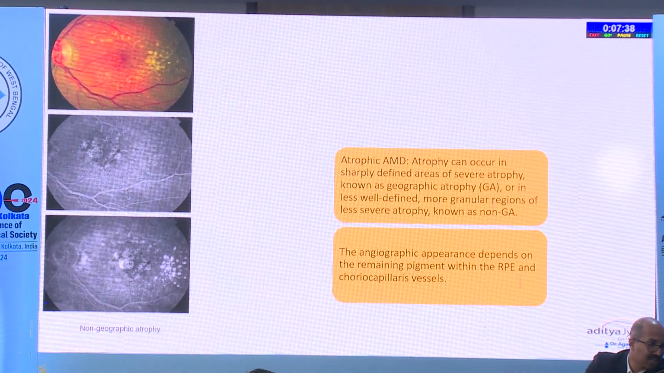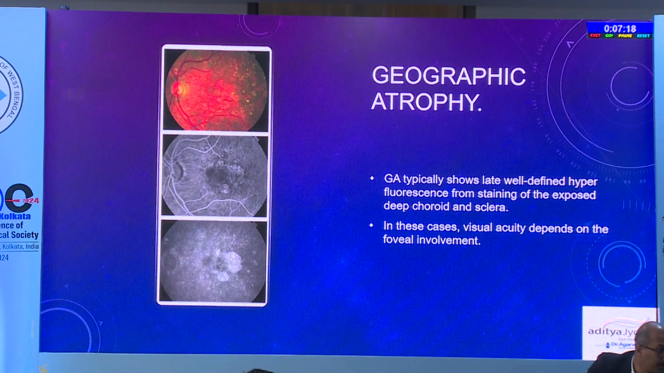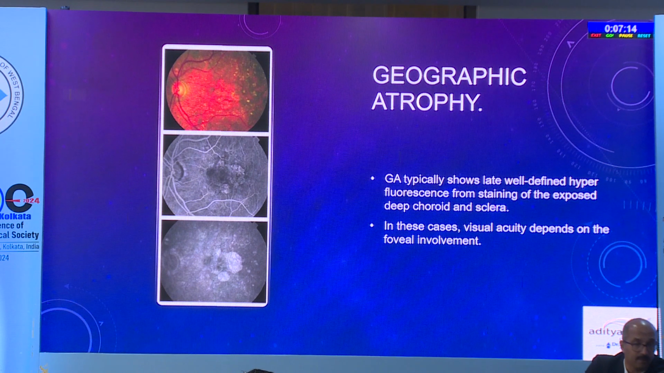In atrophic AMD, atrophy can occur in sharply defined areas of severe atrophy known as geographic atrophy, or in less well-defined, more granular regions of less severe atrophy known as non-geographic atrophy. The angiographic appearance depends on the remaining pigment within the RPE and choriocapillaris. GA typically shows late, well-defined hyperfluorescence from staining of the exposed deep choroid and sclera. In these cases, visual acuity depends on the foveal involvement.